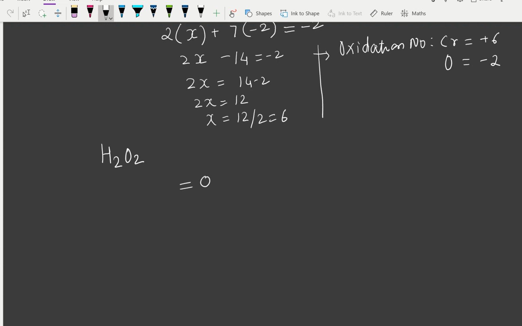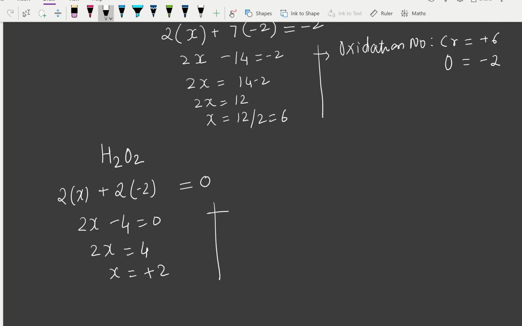I know the overall charge is 0. I know it is 2 into -2, and then there are 2 hydrogens, so I write 2 into x. Let me solve this. So 2x minus 4 equals 0, and 2x equals 4. So x equals +2. So that means, what is the oxidation number of hydrogen? The oxidation number, I'm writing it down. This is an exception, please be careful. It's not a normal example.